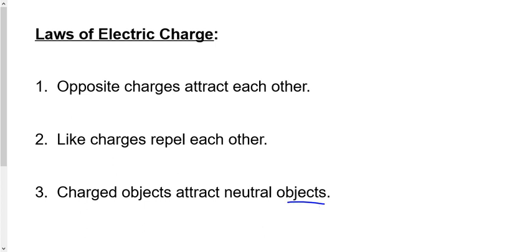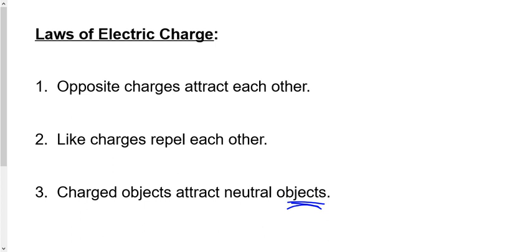The word objects is important because if I have, let's say, a negatively charged balloon, that negatively charged balloon will be attracted to the neutral wall. A negatively charged object, the balloon, will be attracted to the neutral object, the wall. But if I have a proton inside a nucleus, it's not attracted to the neutron inside the nucleus, not electrically. Remember we said the proton and neutrons are attracted by that strong nuclear force, but that's a different force altogether. The proton and neutron are not attracted electrically. Positive and neutral, it doesn't matter, they're not attracted electrically.